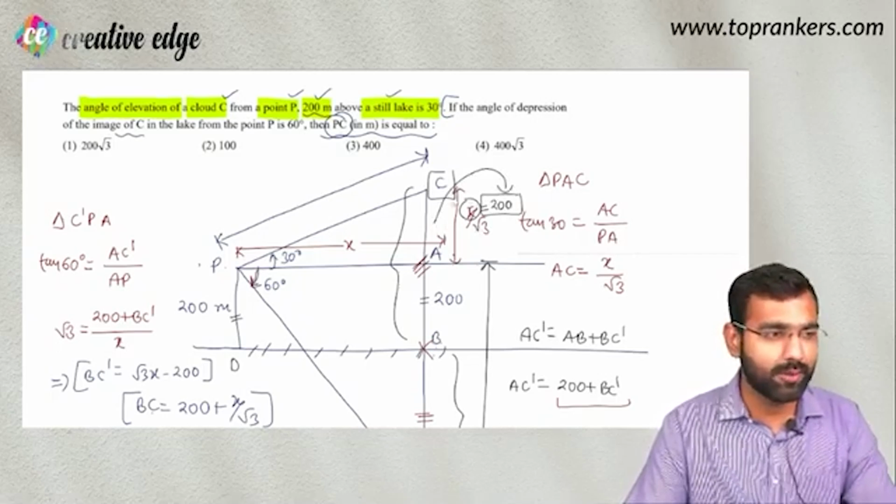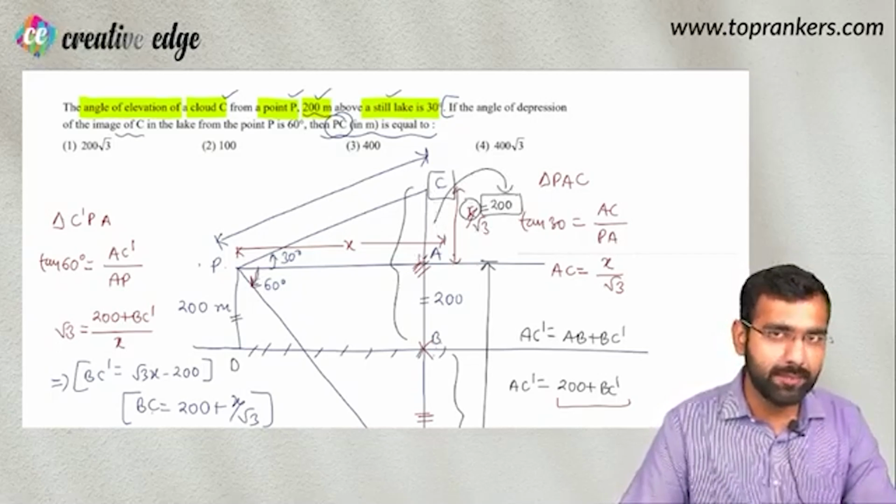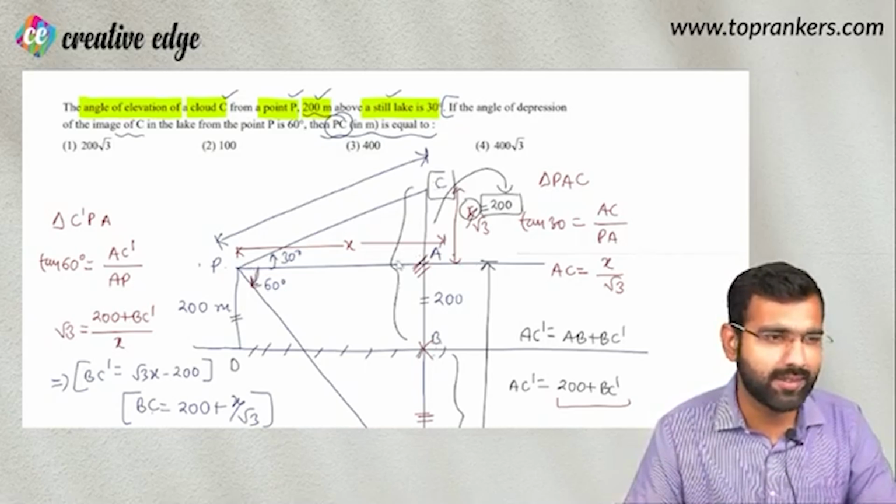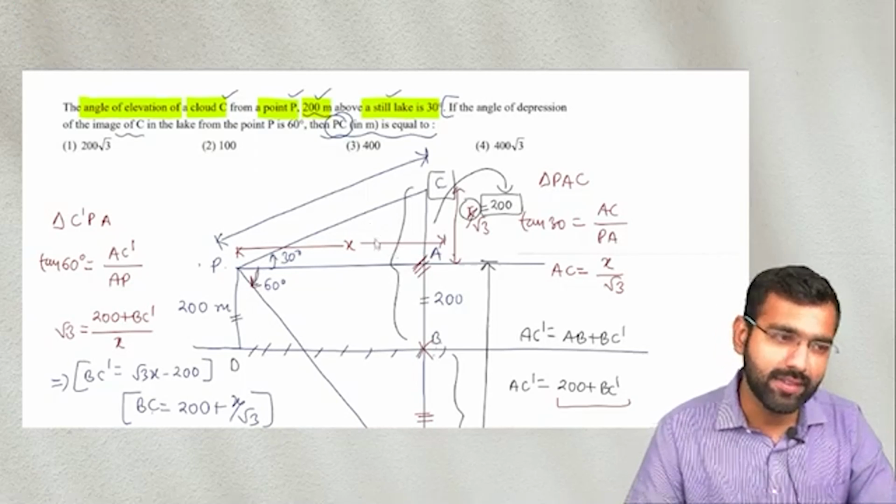Now that's a very simple question. See, we know AC, we have to find PC. Anyway, you could have found PSA here as well. Well, that would not have mattered much. Do whichever seems right to you.